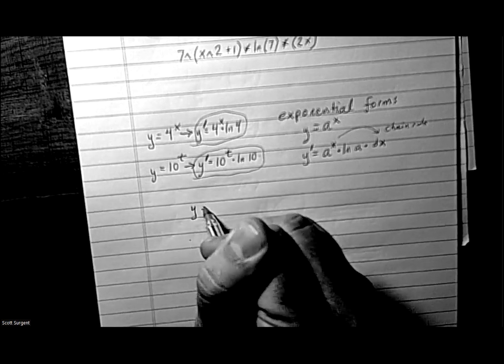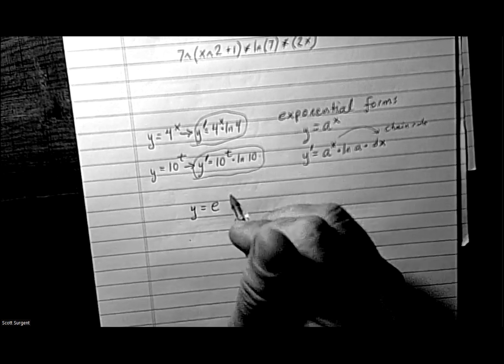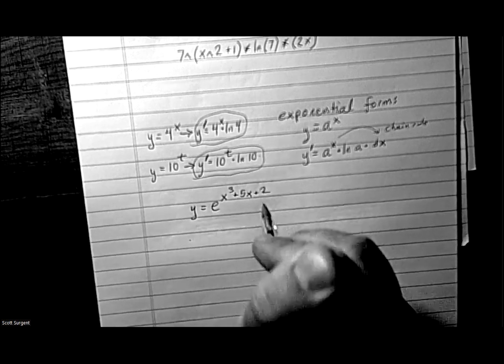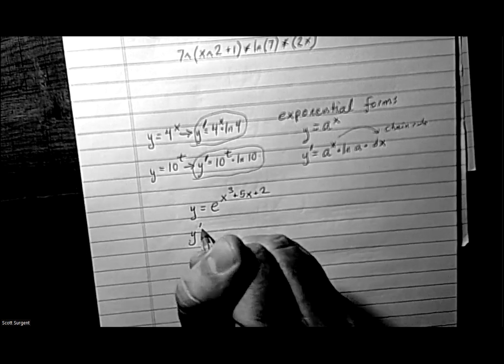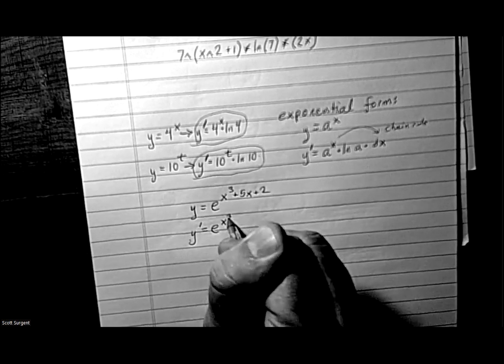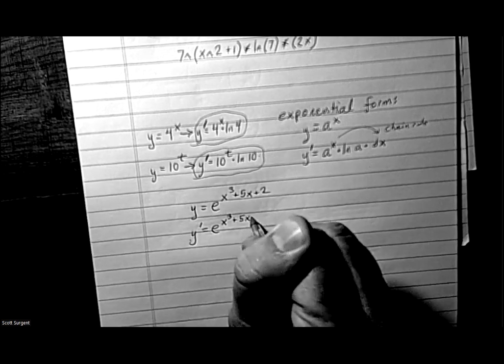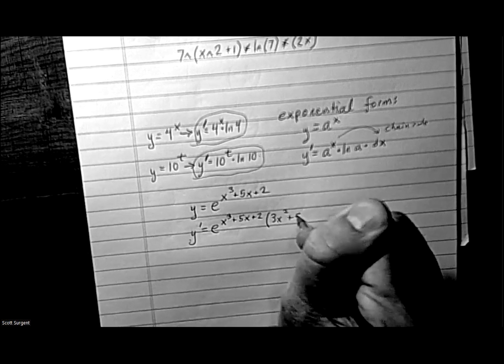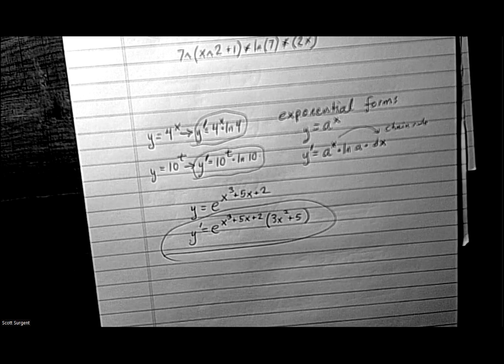If I had y equals e to the, I'll just make up something, how about x cubed plus 5x plus 2? All right, the derivative of that is just simply to copy it. Then chain rule, 3x squared plus 5. Make sure you include parentheses and you're done. I don't have to do that intermediate ln e part. So that's one of the reasons we like that.